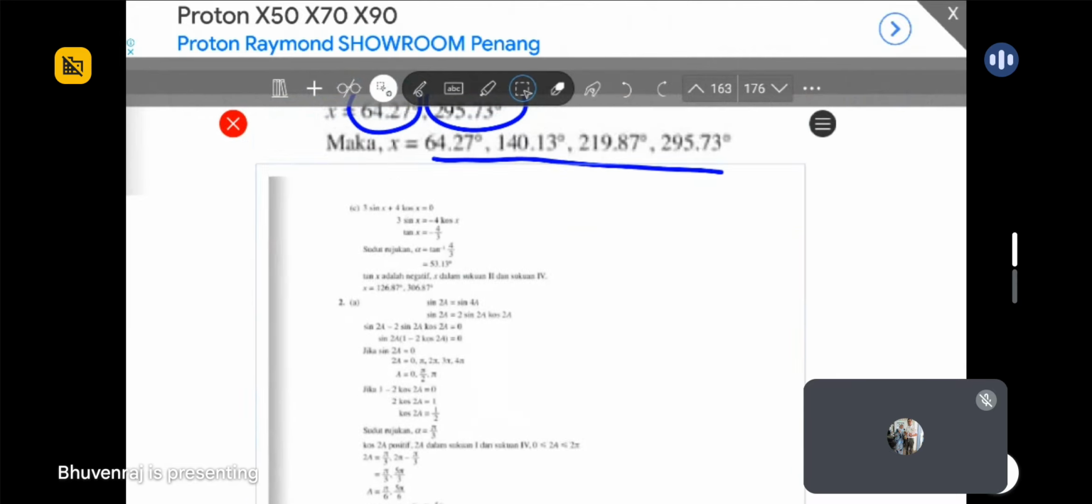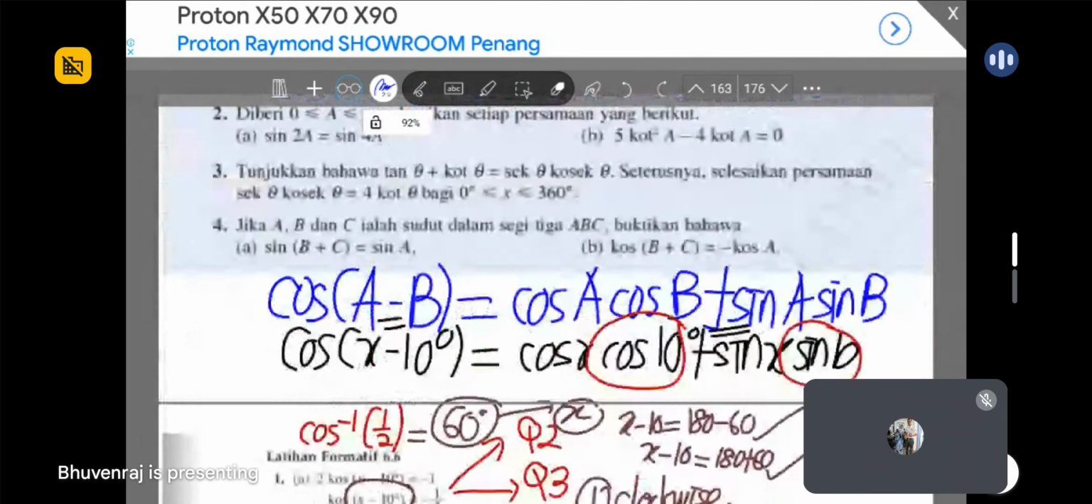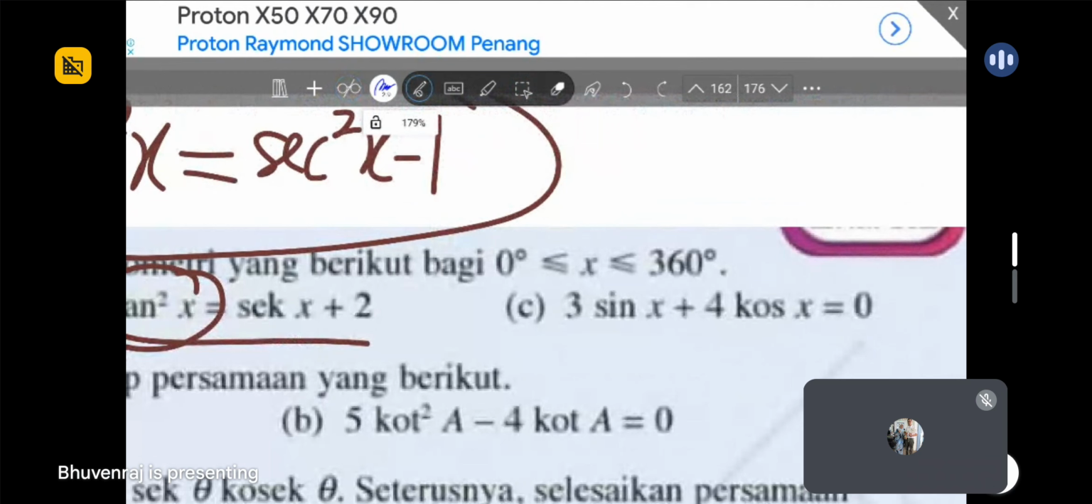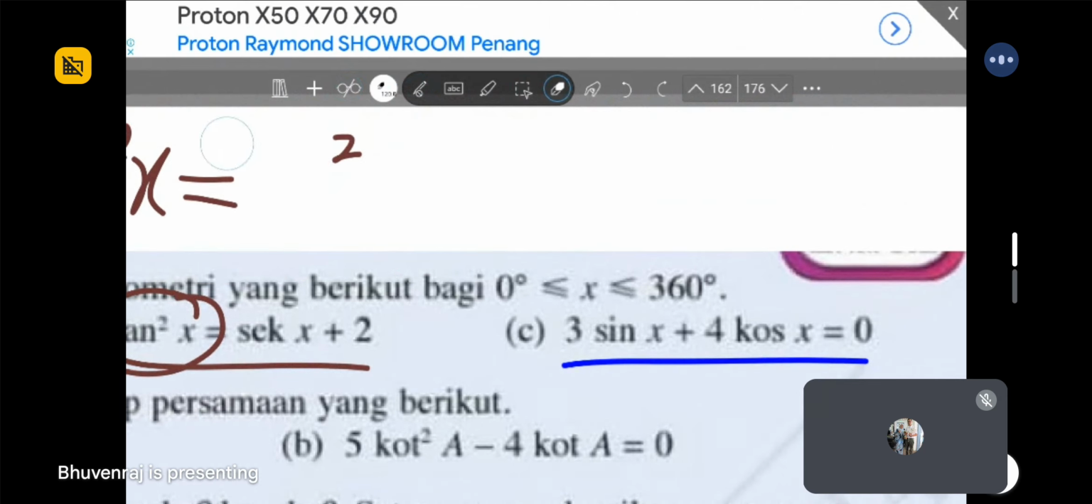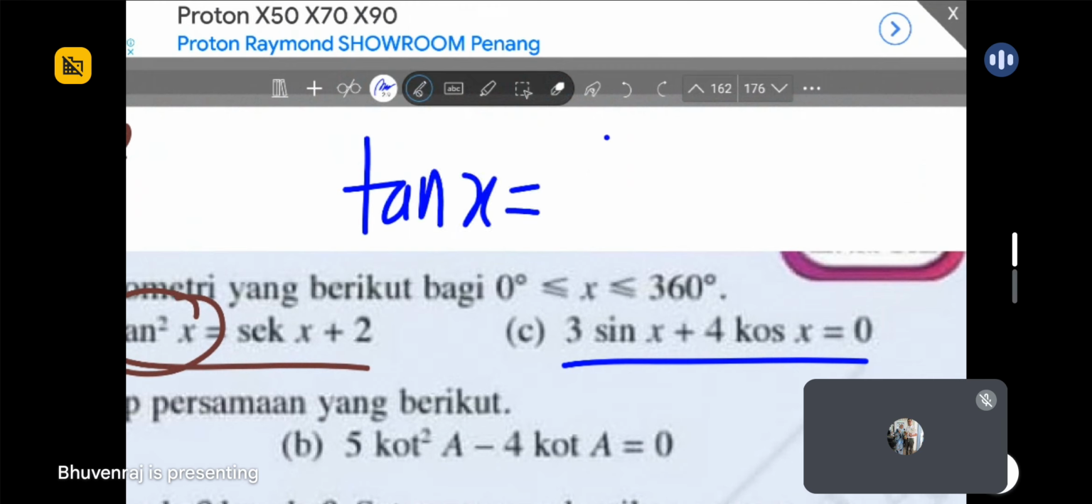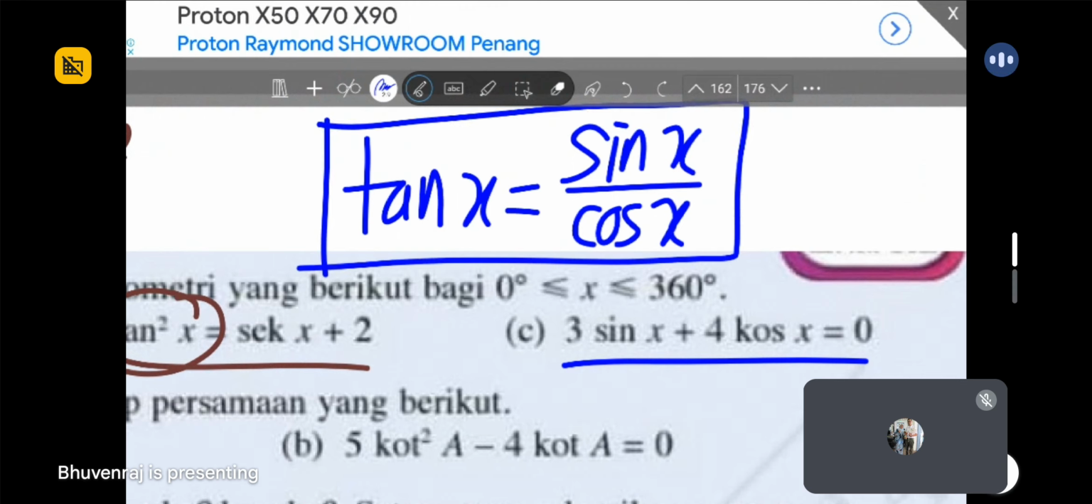Okay, so next, seterusnya. Okay, so for the next question, question C is also on solving. Okay, so you have this equation, guys. Persamaan macam ni. Okay, so how do we solve this kind of equation? Alright, so you have sine and cos, one equation. So usually when you have sine and cos in a trigo equation, persamaan trigo, we always want to use the concept tangent x equal to sine x over cos x. Okay, remember this. We will always use this concept. Okay, so means that we must find a way to get tangent x.